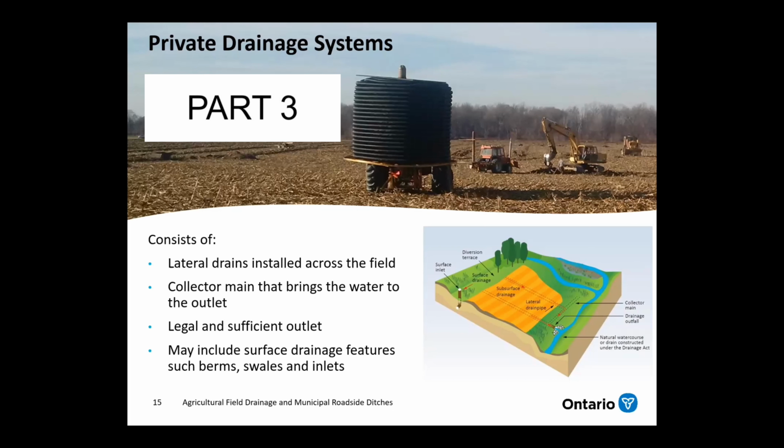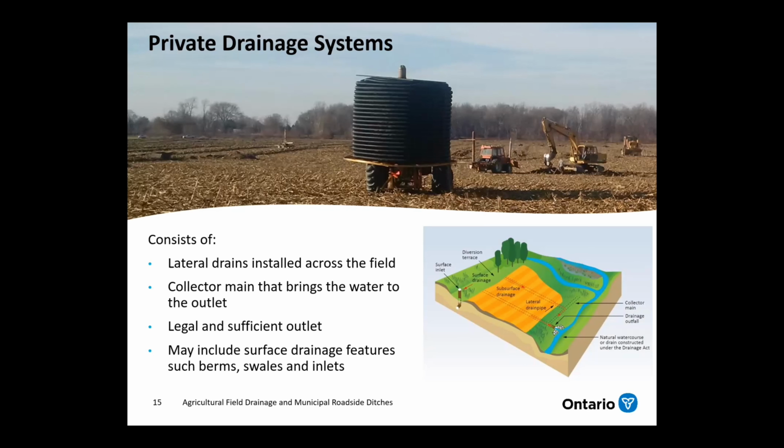Okay, so private drainage systems, and I'm specifically talking a lot now about the agricultural ones. They consist of a series of lateral drains that are installed across the field. You should be able to see in the schematic those dashed lines. Those are meant to manage the water table, to collect excess soil water into those 4-inch lateral pipes. They're typically 4 inches in size.